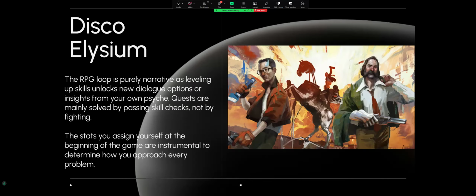And lastly, we're talking about Disco Elysium. Admittedly, I don't know too much about this personally. I played it very little a long time ago, but I'm going to do my best. At the start of the game, you place your levels into a series of various traits beneath four specific groups known as intellect, psyche, physique, and motorics.